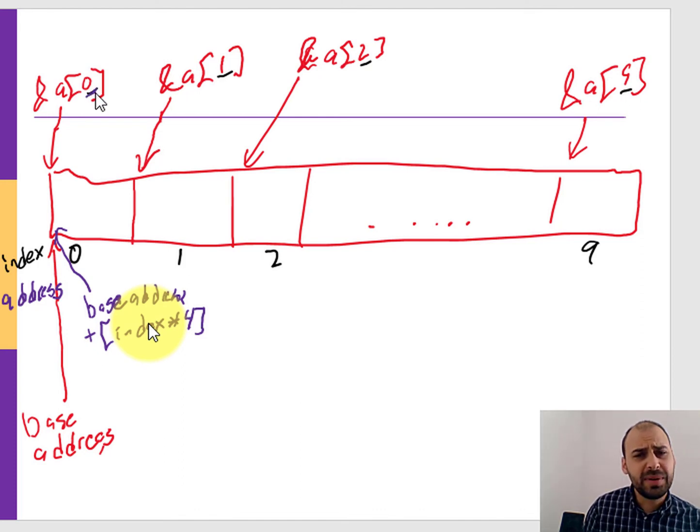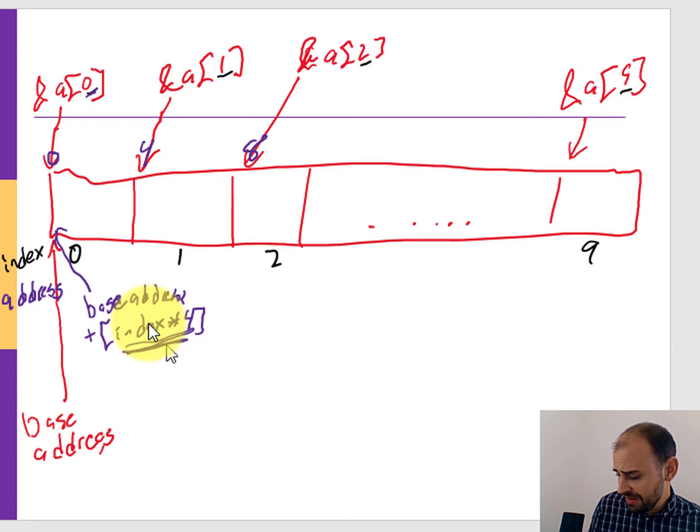Because we want to remember, in reality, these are all 4 bytes long. If this is byte 0, this is byte 4. This is byte 8. These are all 4 bytes long. Each address is 4 bytes. So if we want to address the right thing, we better multiply it by 4.